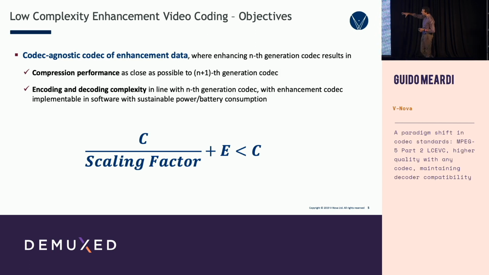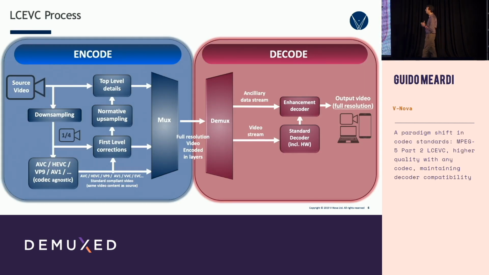So essentially, the equation to solve is something like this, where C is the codec that is to be enhanced: C divided by some factor plus E, where E is the enhancement, must be less than C, both for bitrate and for complexity. As you can see, there must be a scaling factor, because otherwise C plus E less than C wouldn't work mathematically. So that's why the LCEVC process is something like this.